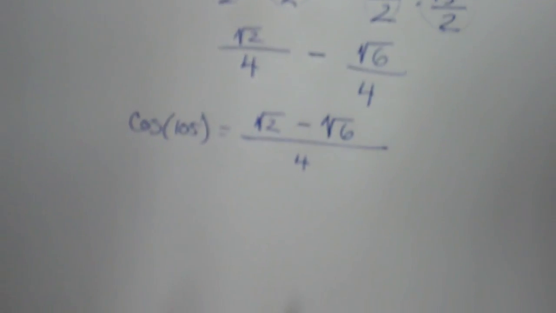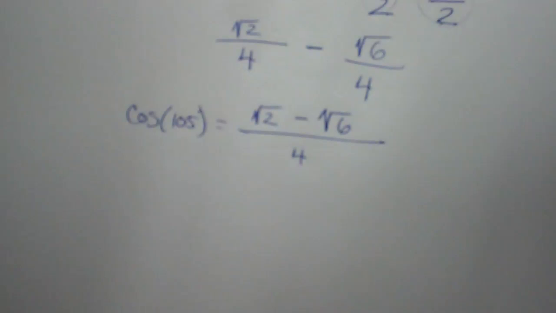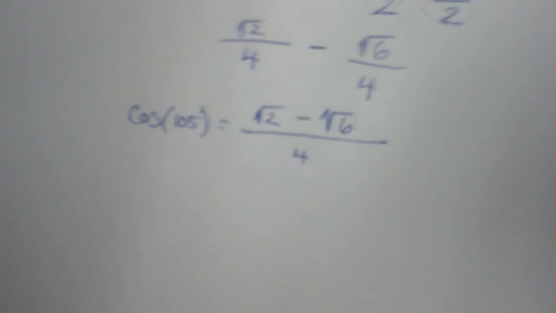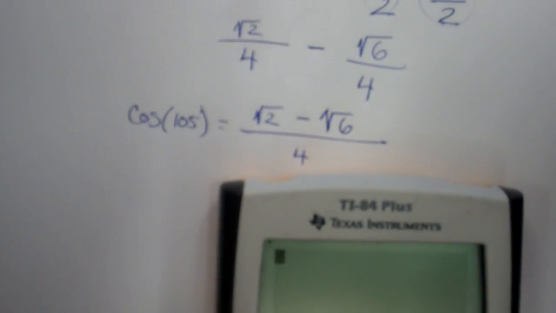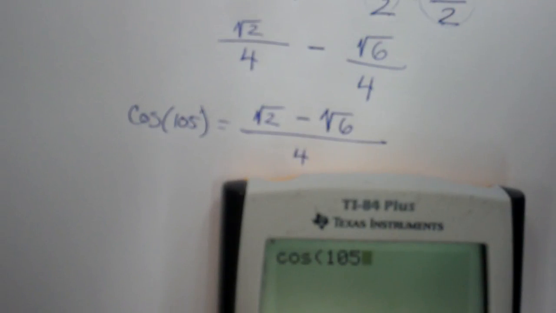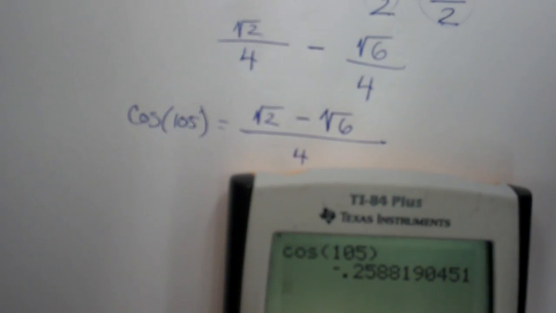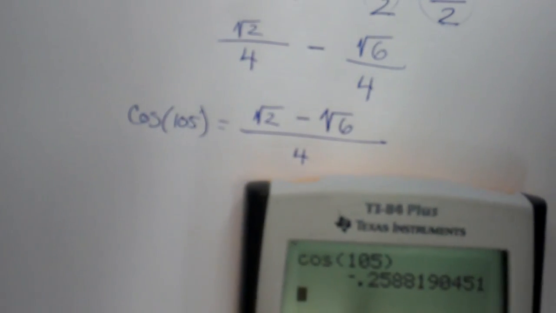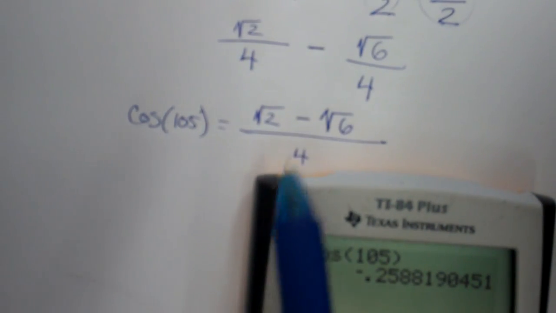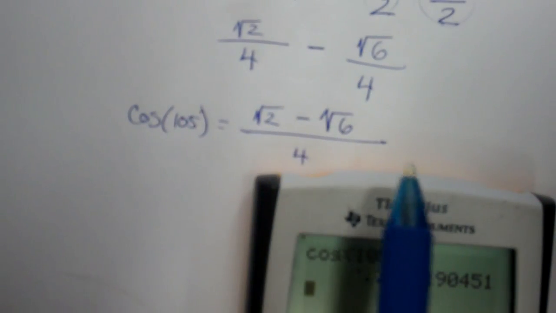Here's what we mean by that being exact. We can take a look, and this is also a good way to check our answers. If we put in the cosine of 105, that tells us that that is negative 0.2588190451. That is an approximate answer. Let's check how that compares with the exact answer that we came up with here.